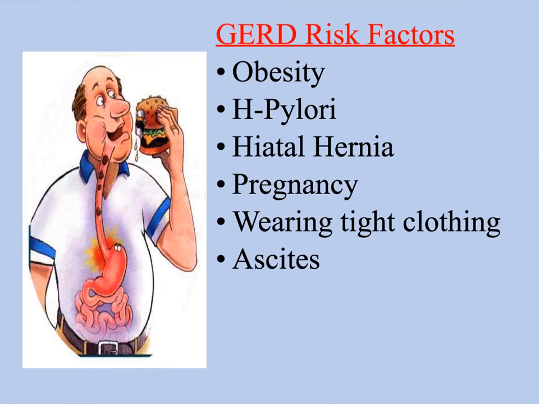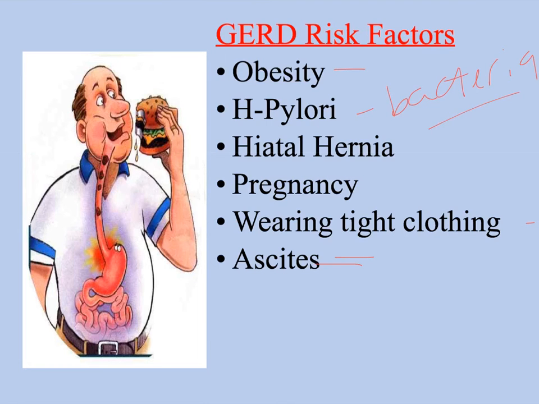So here are those risk factors. Obesity. H. pylori is a bacteria that causes a dysfunction of the stomach content. Hiatal hernia, which we'll explore a little bit more in the next few slides. Pregnancy, wearing tight clothing, and ascites. Ascites is fluid in the abdomen. If you think about what I just said, I said pressure on that esophageal sphincter. It's the lower esophageal sphincter. That pressure placed on it makes it open, and so it allows for backflow.